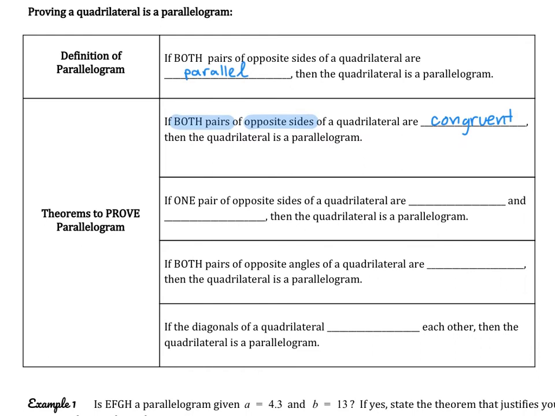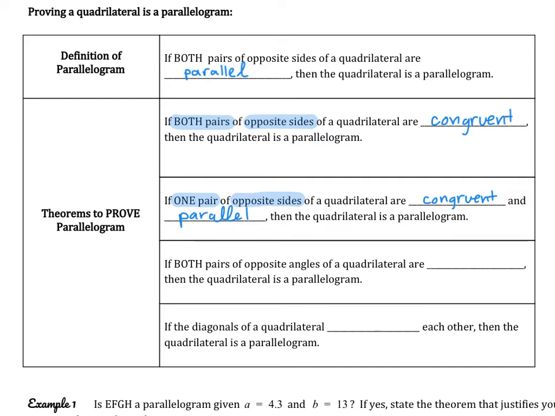Another way that you could prove that a quadrilateral is a parallelogram is if one pair of opposite sides is congruent and parallel. Then that's enough for us to state that the quadrilateral is a parallelogram. Again, we only need one pair, but it has to be both congruent and parallel.